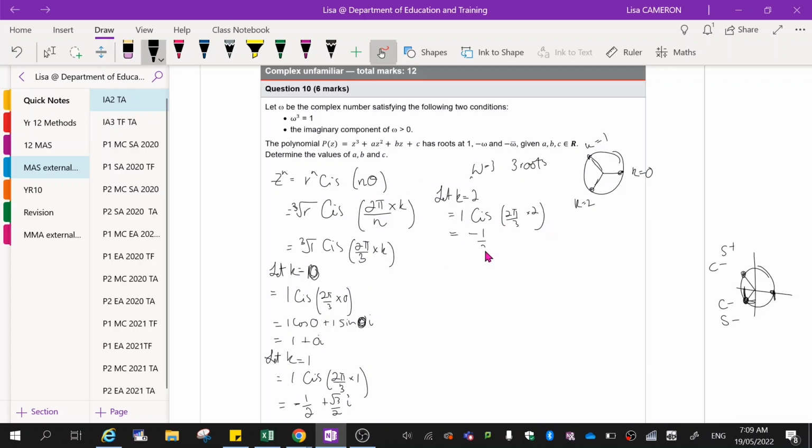So it's going to be negative a half minus root 3 on 2i. Okay, so now we've determined all of the roots of unity, but we have to satisfy this part.